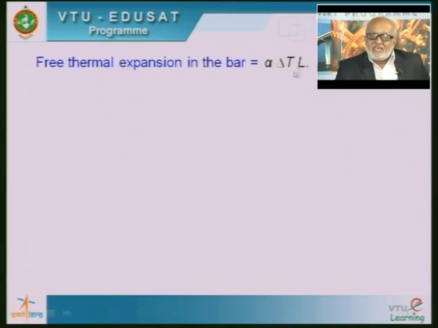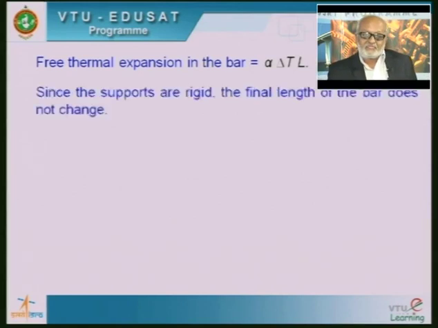Now, this equation is very nice to look at. If you want to reduce this, you may not have much control over the change in temperature, but if you use materials which have a low coefficient of thermal expansion, then for the same temperature increase, the thermal expansion will be less. Or if you reduce the length of the bar for the same material and the same temperature increase, the free thermal expansion of the bar can be reduced. These are of very practical importance.